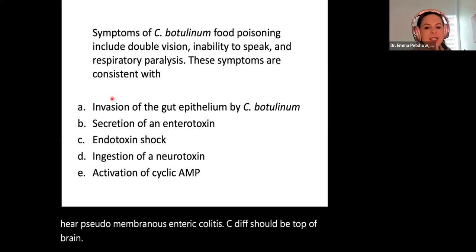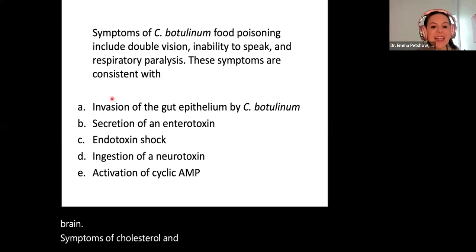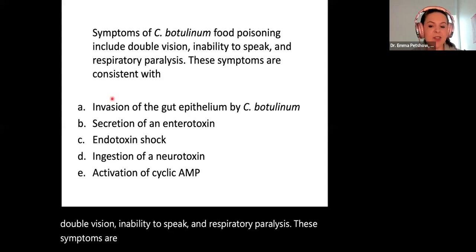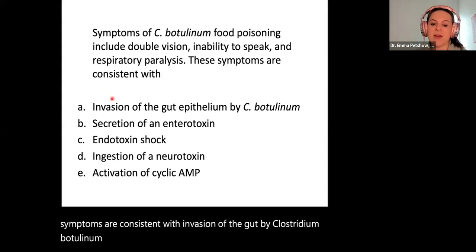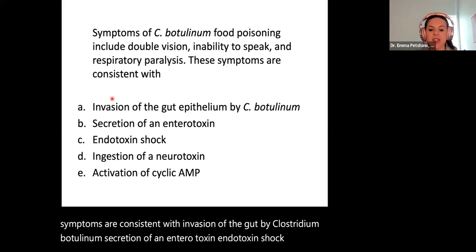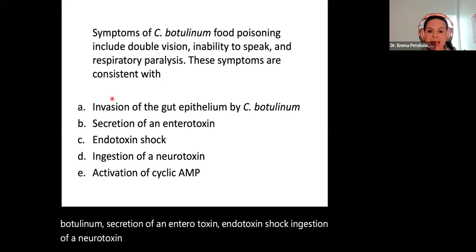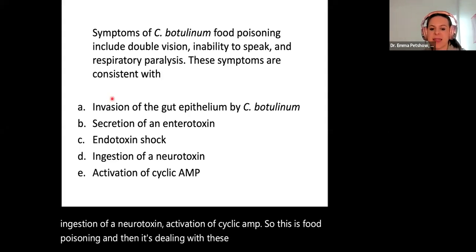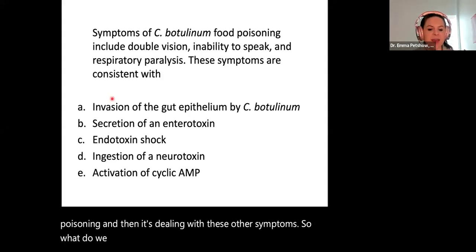Symptoms of Clostridium botulinum food poisoning include double vision, inability to speak, and respiratory paralysis. These symptoms are consistent with invasion of the gut by Clostridium botulinum, secretion of an enterotoxin, endotoxin shock, ingestion of a neurotoxin, activation of cyclic AMP. So this is food poisoning, and then it's dealing with these other symptoms. So what do we think it's consistent with?